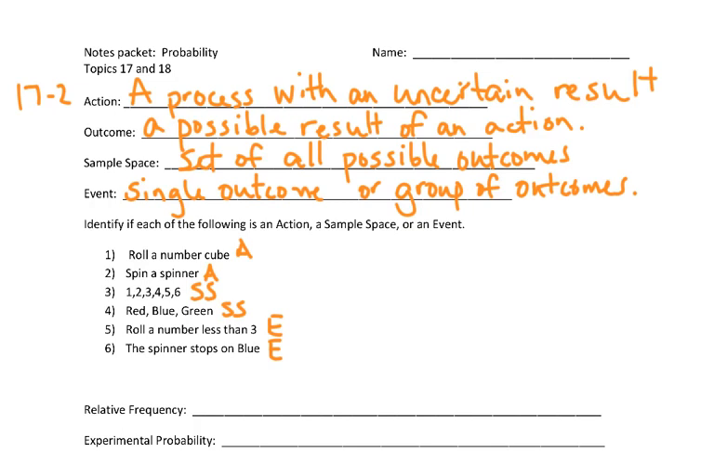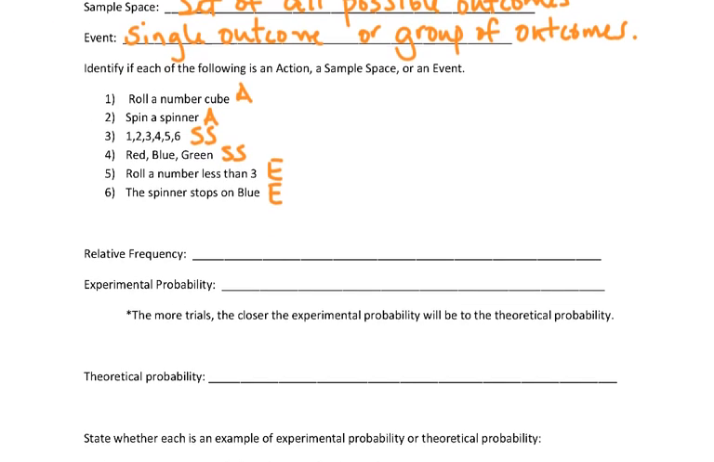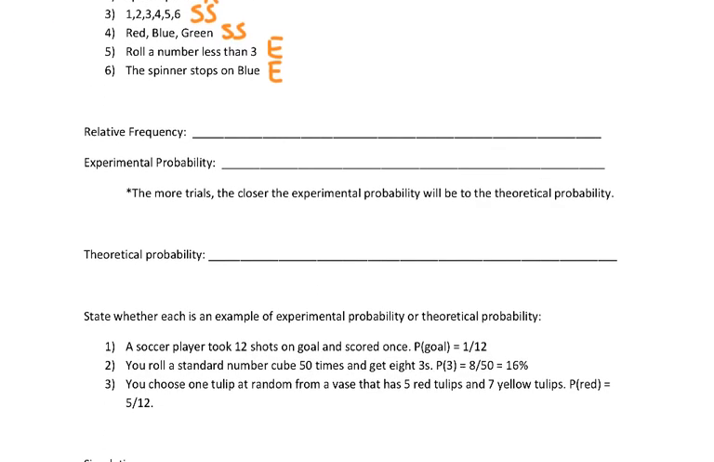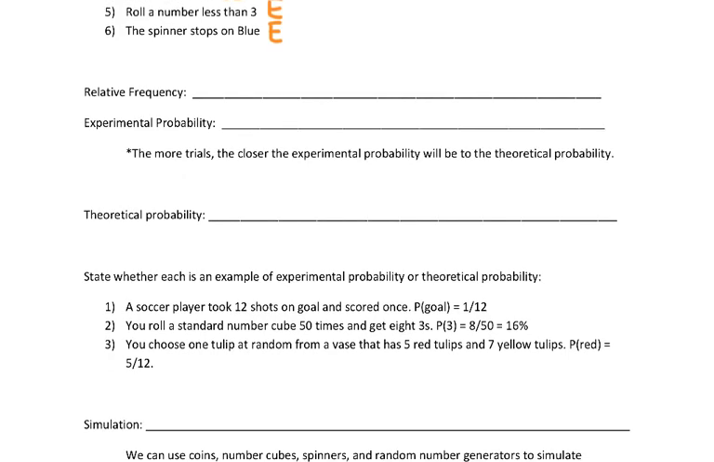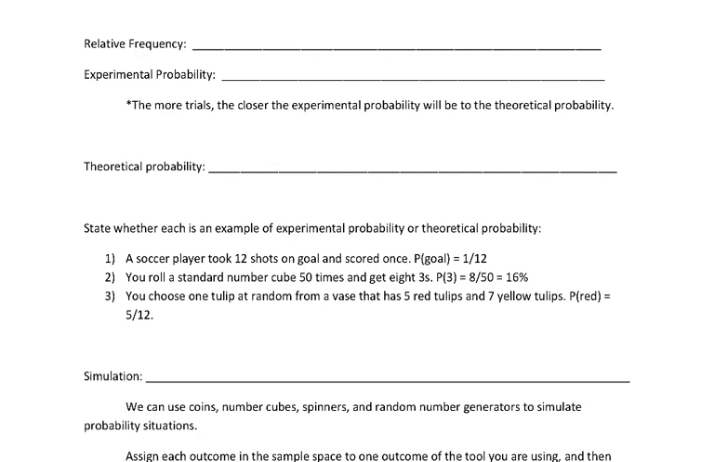So that's a very brief overlook of section 17.2. I'm going to move on to section 17.3. Again, these are very abbreviated notes, so you will probably need to watch the videos on digits to help fill in some gaps. Section 17.3 talks about relative frequency and experimental probability. And those two are actually the same thing.